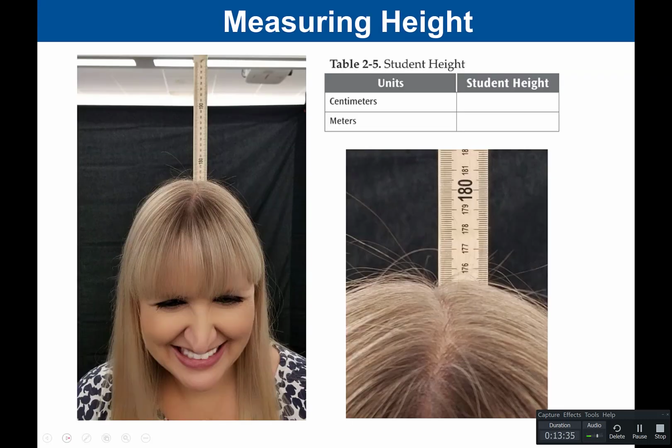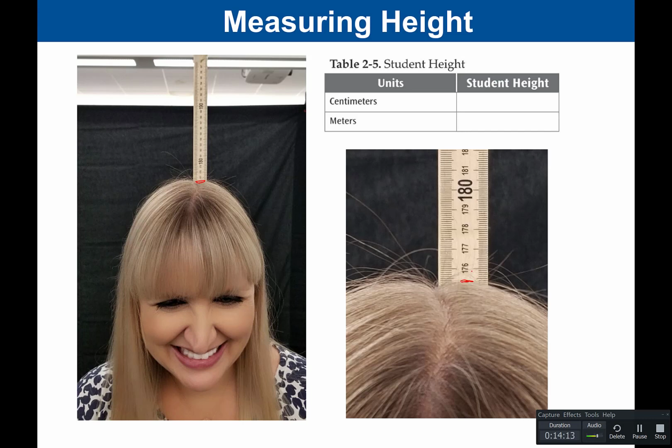So for table 2.5, it's asking you to measure student height. Now, you might not have a meter stick at home, so we did this for you. So I stood up next to, this is actually a 2-meter stick. So it goes all the way to 200. And you can see that my height is right here. Now we gave you a close-up, so it makes it a little bit easier, but you need to record my height in centimeters. So my head goes right about here.